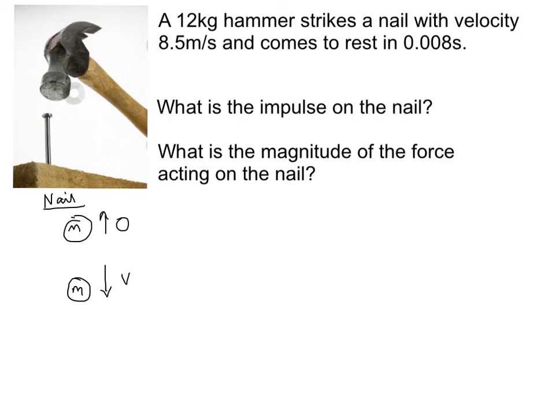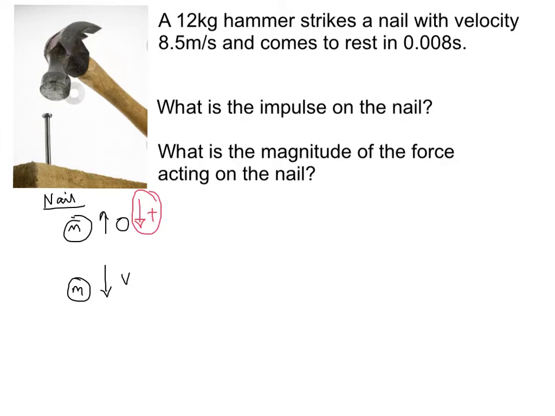So if we're the nail, it doesn't matter which way we choose to be positive or negative, but when you're looking at an impulse, then it usually works out best if you choose the direction in which you feel the impact or the tug. So if I'm the nail, then I feel myself being pushed downwards by the contact with the hammer. So I'm going to take that to be positive in all my equations.